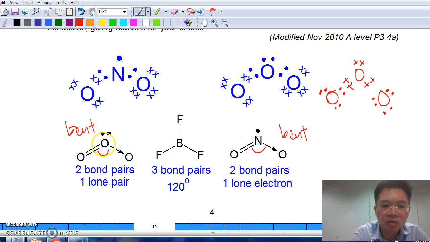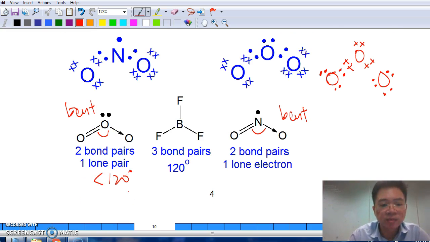Now remember, with two bond pairs and one lone pair, what is the bond angle? Your book gave it as less than 120, correct? Because if it's 3 electron pairs, it will be 120. But if it's 2 bond pairs and 1 lone pair, it will be less than 120. And we gave a value of 119. Okay, but how about this one?